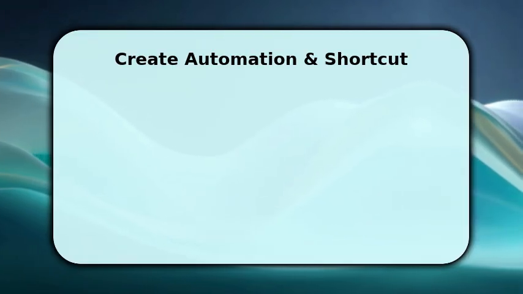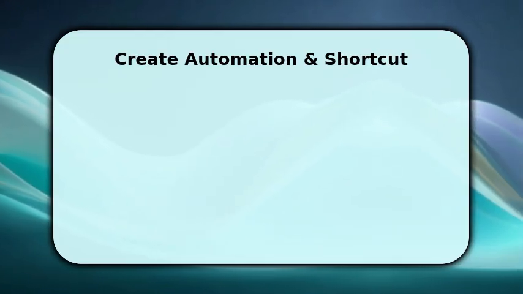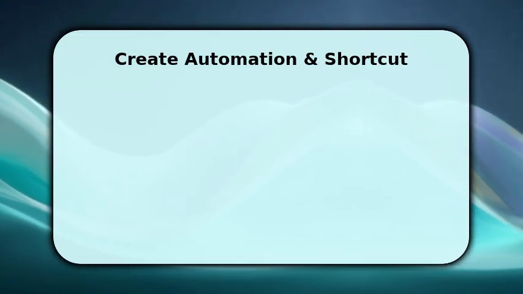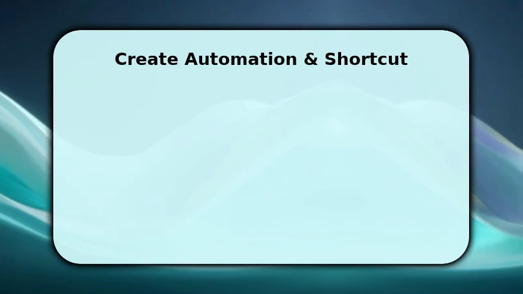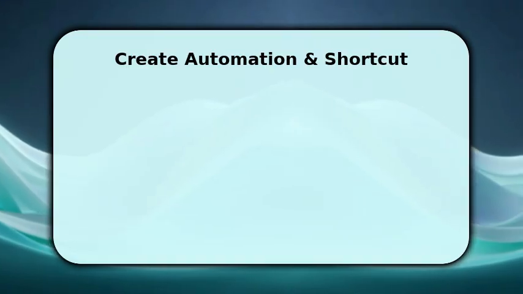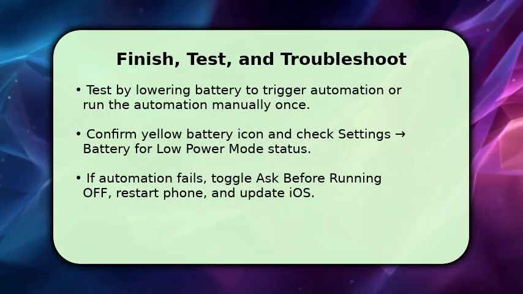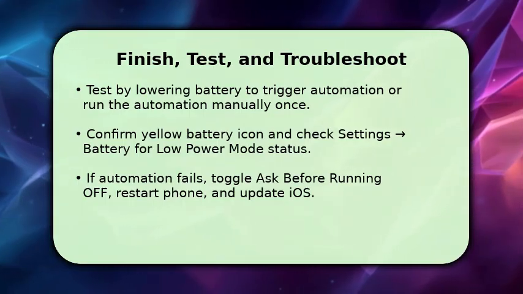Important, turn off Ask before running so the automation runs without prompts. For full control, create a second automation that turns Low Power Mode off when battery rises above a chosen percent, like 80. Finish by testing your setup. Either run the shortcut manually or wait for the battery threshold to hit and observe the yellow battery icon.